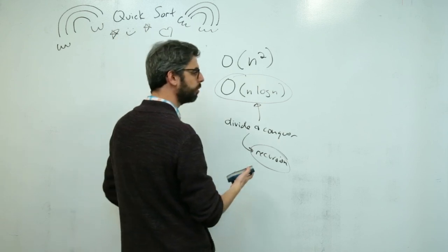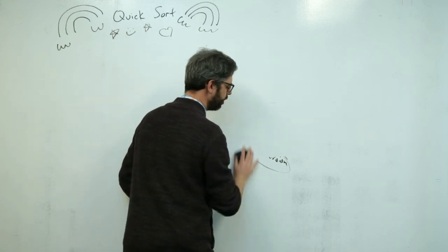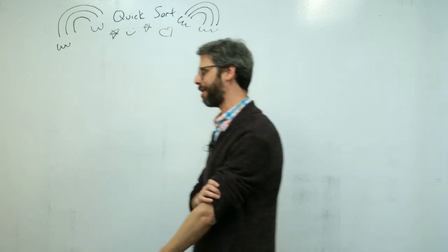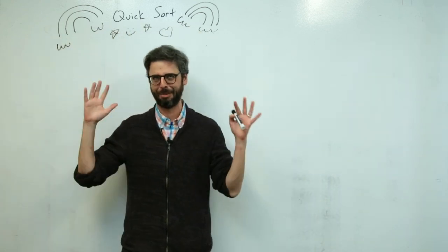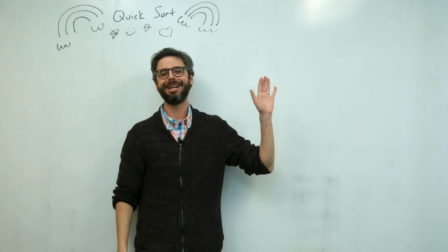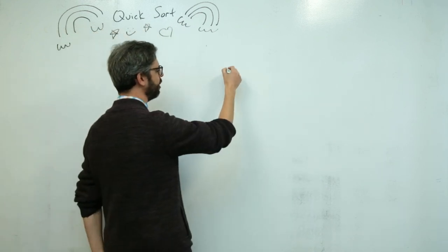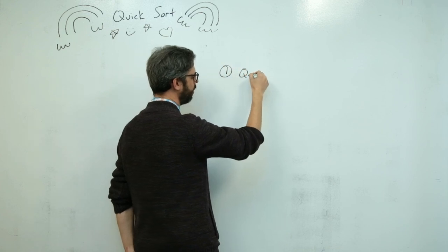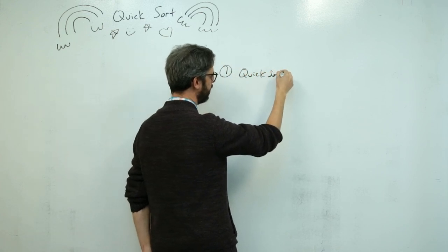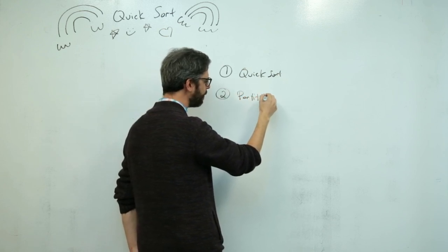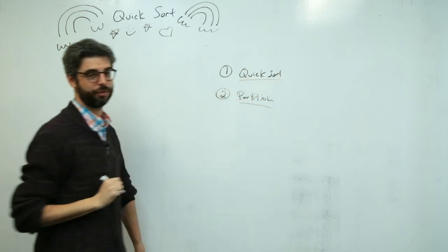So let me describe and try to diagram out the Quicksort algorithm as best as I can from memory before I go and try to code it. So there are really two important functions that I need to write. One, I'm just going to call Quicksort. And another, I'm going to call partition. And these are not names I've made up. These are the sort of classic terminology for this particular algorithm.